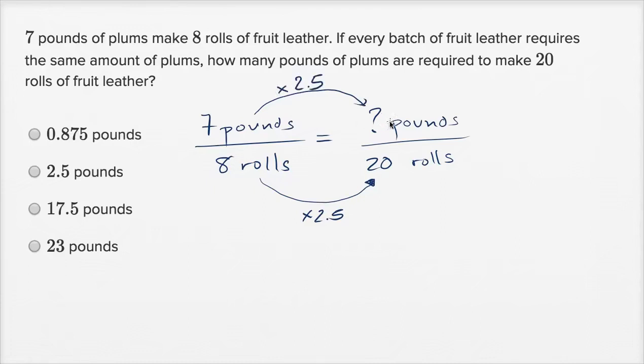Let's see. 7 times 2 is 14. 7 times 0.5 is 3.5. 14 plus 3.5 is going to be 17.5 pounds. And that's this choice right over here.